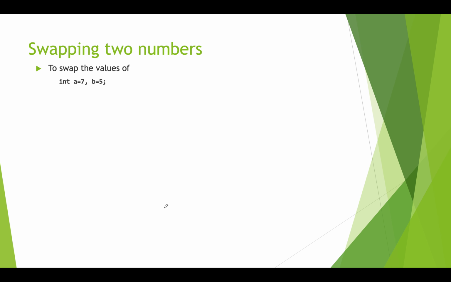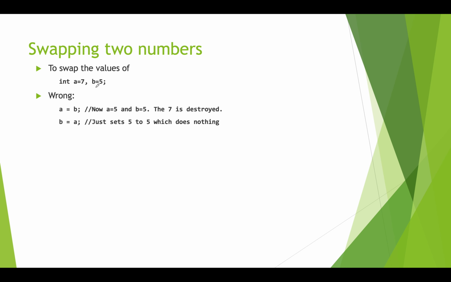So next I want to go over the idea of swapping two numbers. We've talked about this before with integers, so let's look at what this looks like with integers just to refresh. If we have these two values, a is 7 and b is 5, and we want to swap them so that a is 5 and b is 7, what you might typically think you could do is just assign b to a and then assign a to b. The problem with this is that as soon as you do this first statement, we've now got a and b both being 5, and we've lost the 7.